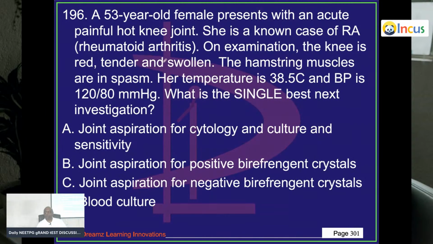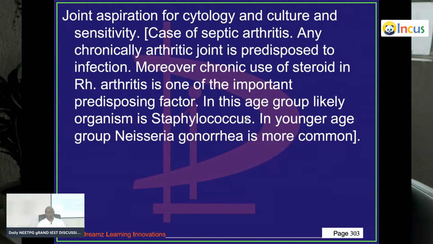53-year-old female with acute painful hot knee joint. What is the best investigation? Always joint aspiration for cytology and culture sensitivity. Whenever, because a chronically arthritic joint is predisposed to infection. Even rheumatoid arthritis is a predisposing factor.